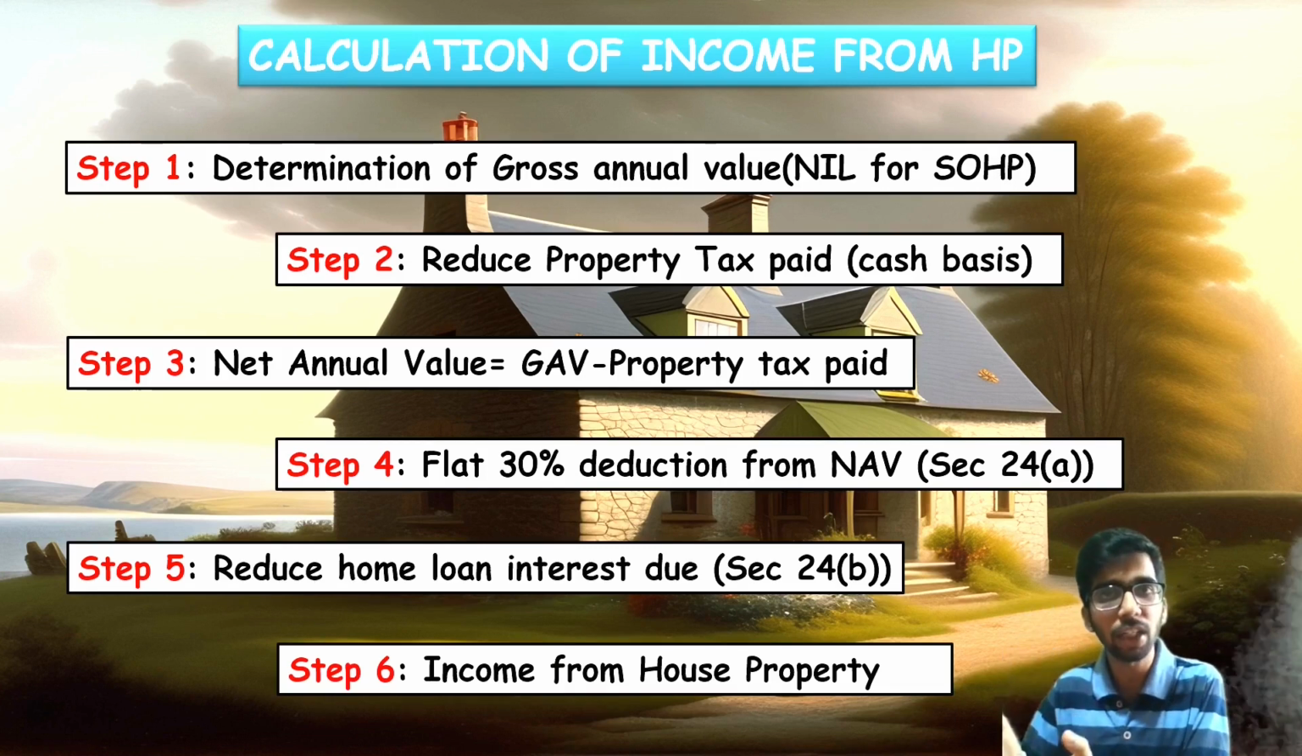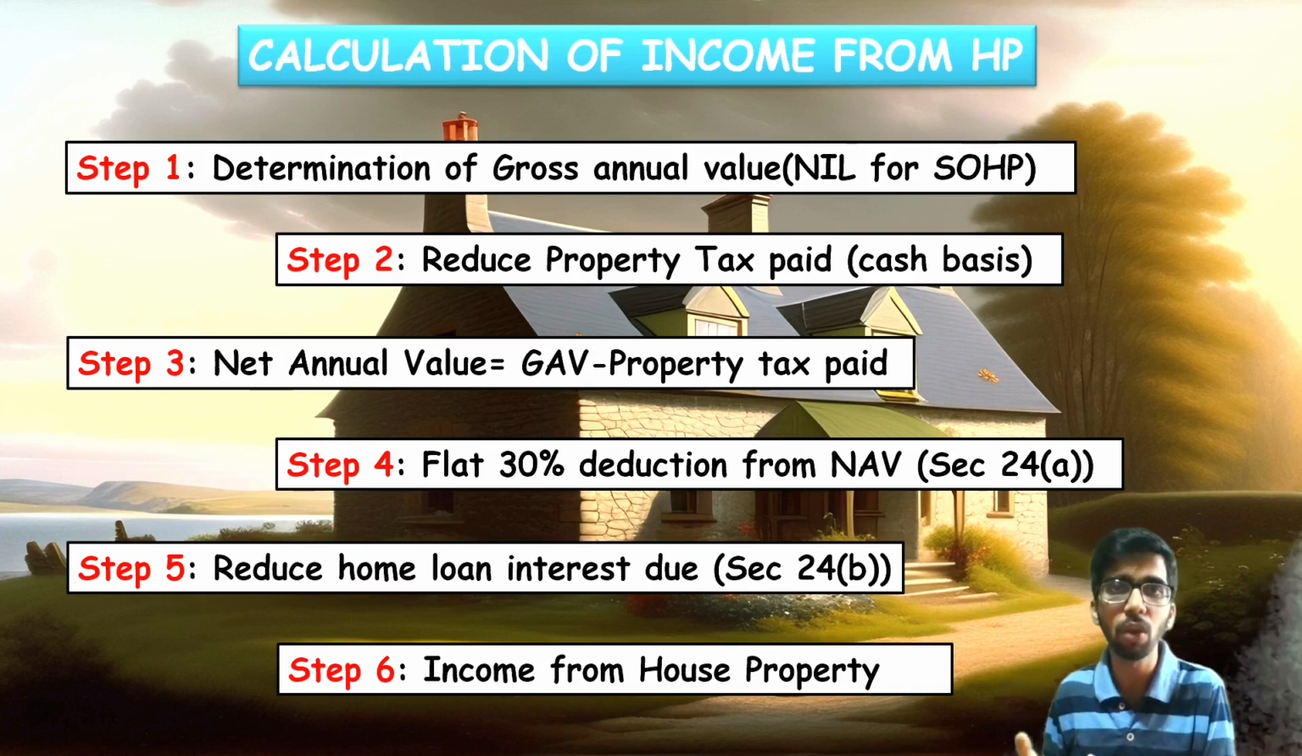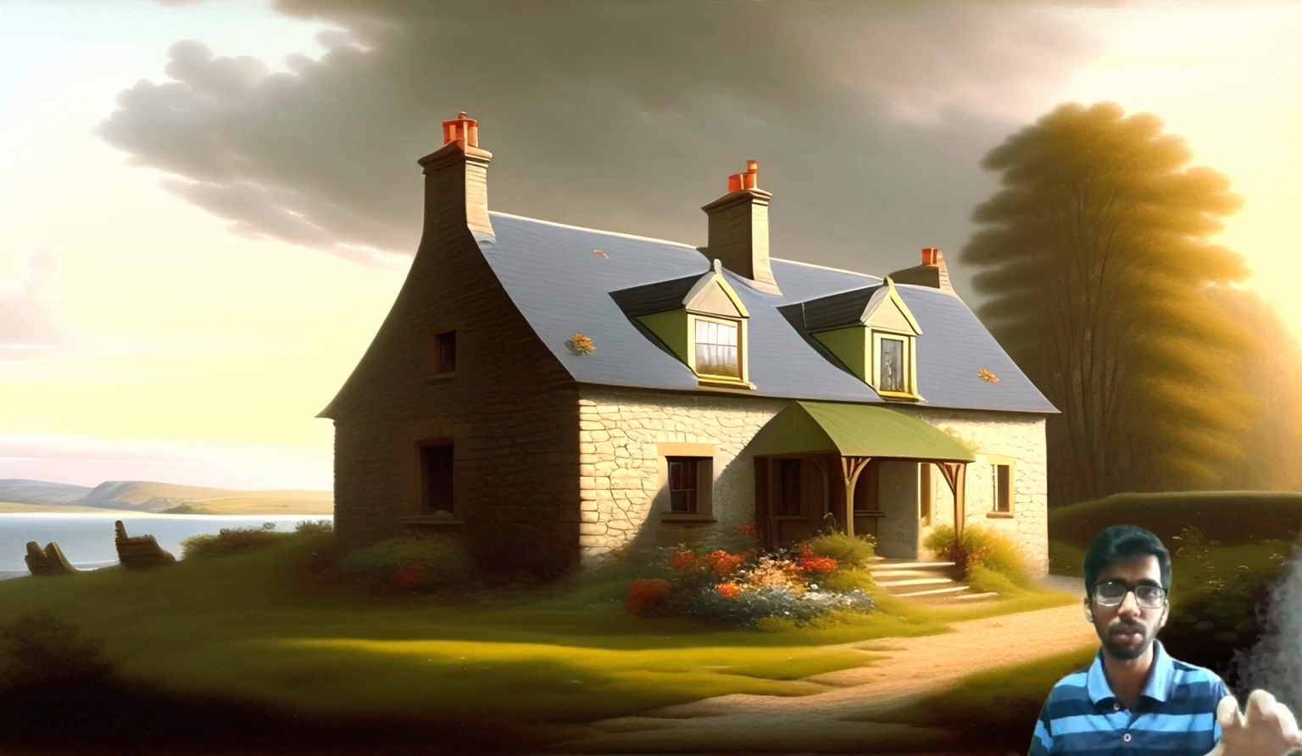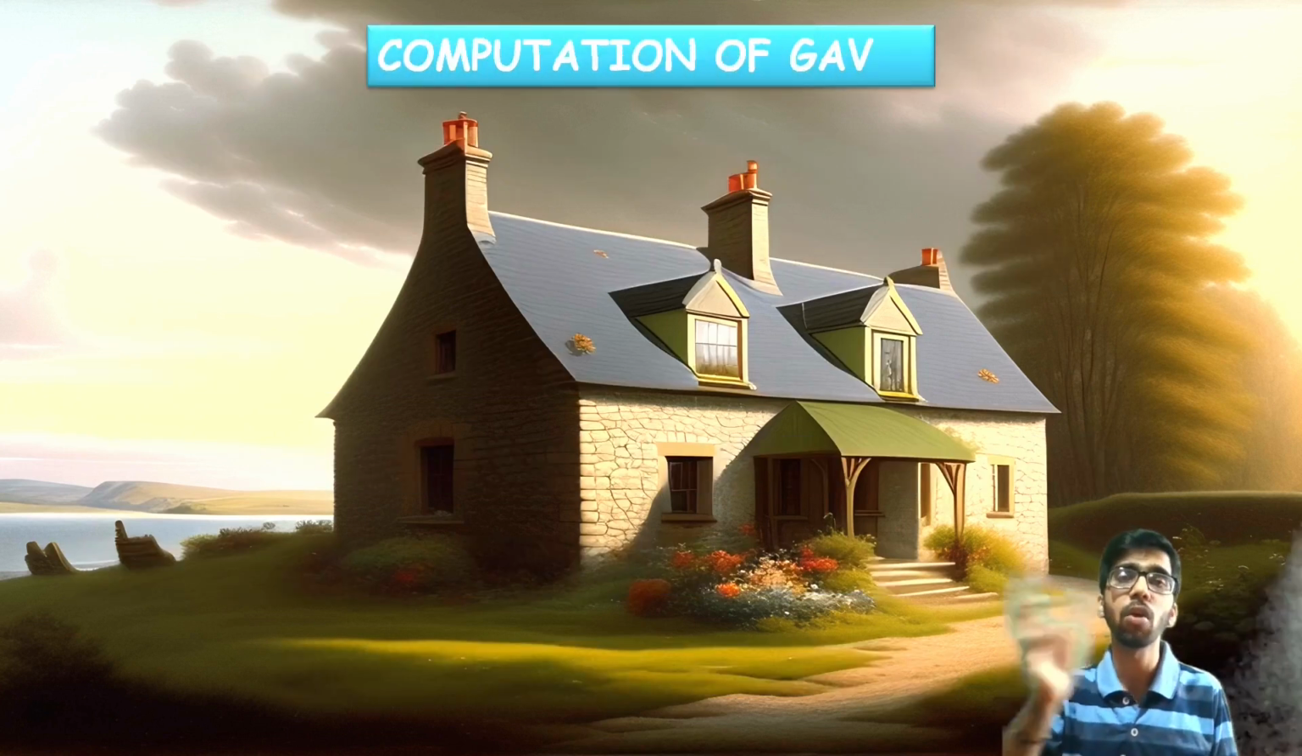NAV minus the flat deduction of 30% minus the housing loan interest paid or due, then you will arrive at the income from house property. This is a brief explanation of the steps. Next, we will consider what we have already discussed.